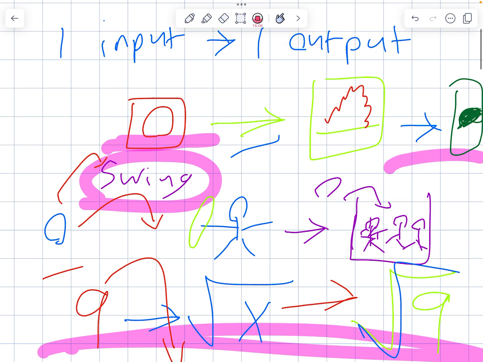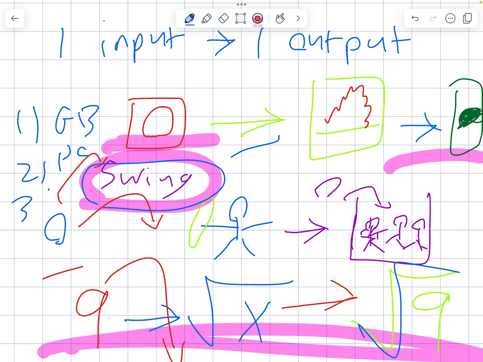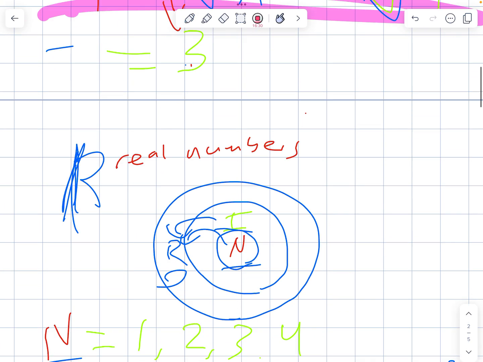If we're being technical here, if I put a ball into the function that's a swing, is this really a function? No, because each input can correspond to multiple outputs. We can get a ground ball. We can get a pop out. We can get a line drive. And so this ball can map to many different outputs, and that's no good.